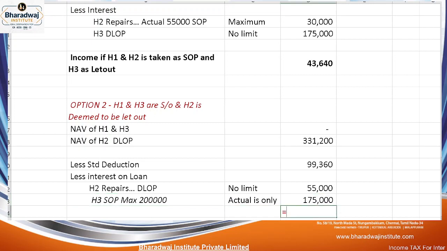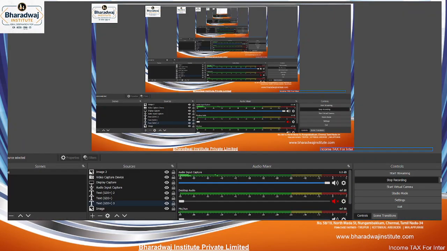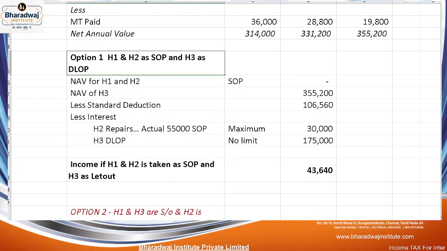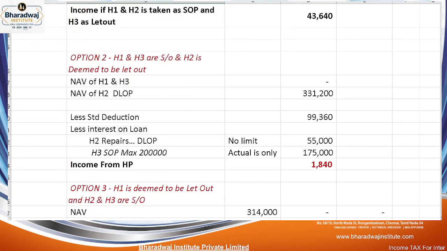So if you look at this income from house properties, this minus this, we have to work out with options, there is no other go. 1,75,000, right? Yes. So if you go for this option, 1,840. So don't decide just based on NAV. If the interest is given, work out completely. This is option 2. In option 1, we have taken house 1 and house 2 as self-occupied, house 3 as deemed let out. Now house 1 and house 3 self-occupied, house 2 deemed to be let out.